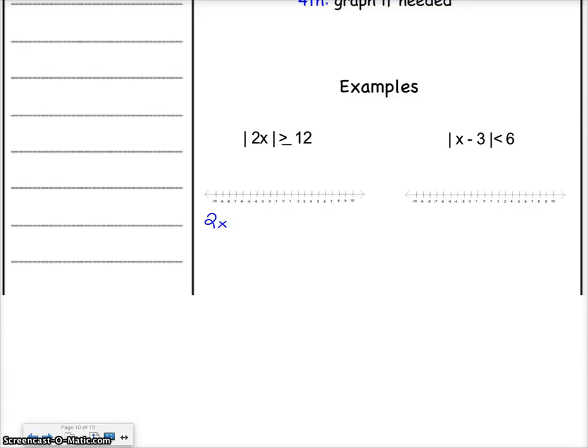You have 2x is bigger than or equal to 12, or now I'm making that negative case, so I have to flip the inequality symbol: 2x is less than or equal to negative 12. Notice I flipped. So then you have x is bigger than or equal to 6, or x is less than or equal to negative 6.